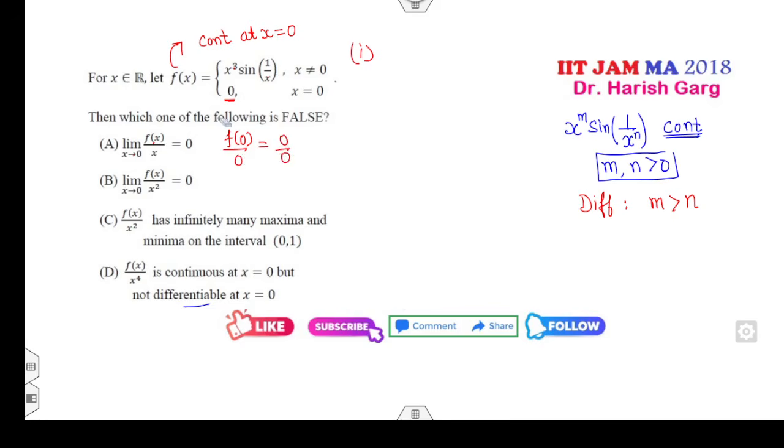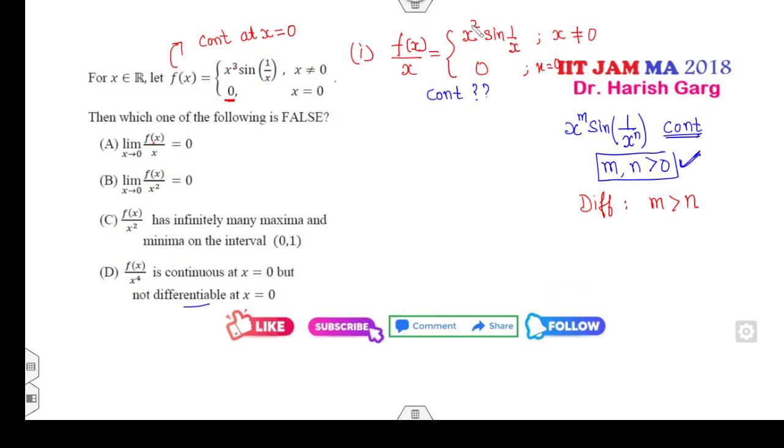Either you can apply L'Hopital's rule, but I will tell you the easiest way. What is the value of f(x) divided by x? When you divide by x, that becomes x squared sin 1 over x whenever x is non-zero, and whenever x is 0, it will be 0. Is this function continuous? Is this continuous? Yes, because m and n are greater than 0.